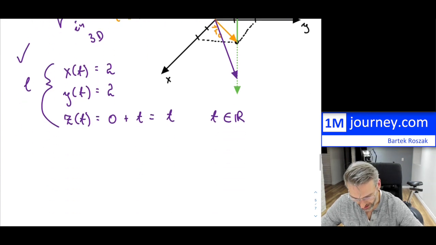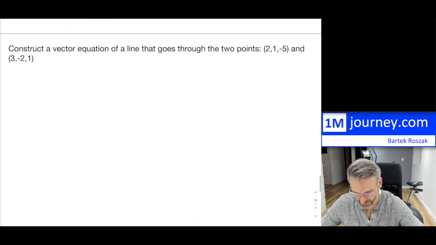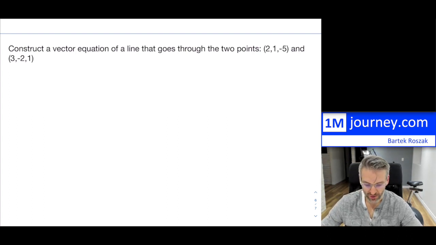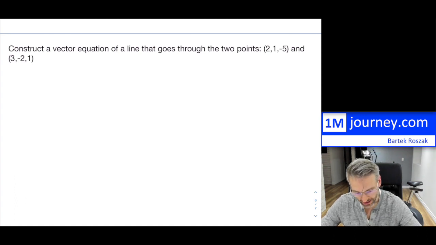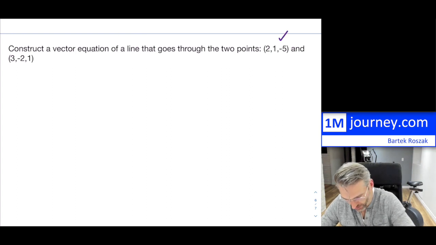So here's another example that I have for you. This one gives you 2 points. Construct a vector equation of a line that goes through the 2 points. And now here they are. Those are my 2 particular points. If you take these 2 points, you can certainly construct the vector equation of the line.